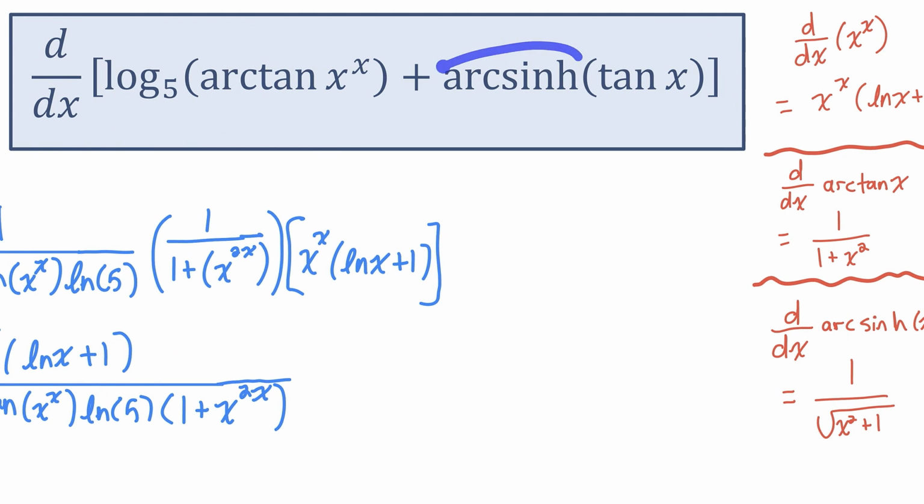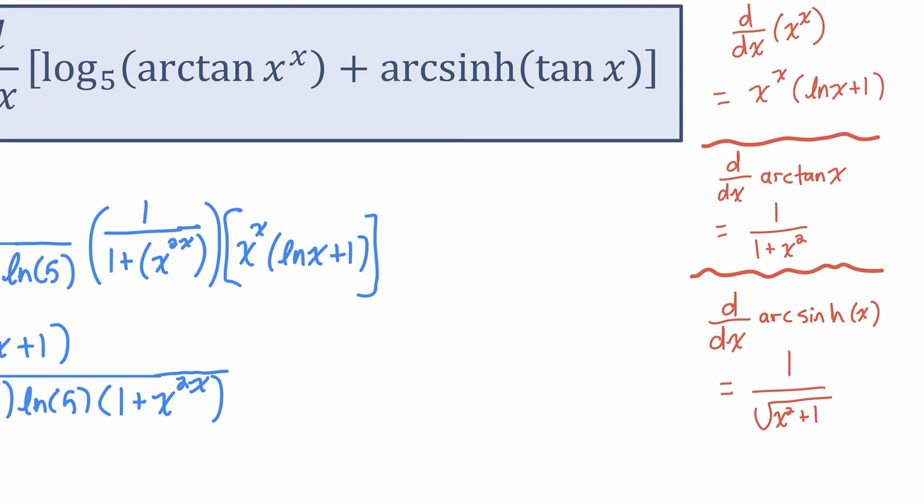And now let's focus on the second function. The inverse hyperbolic sine function, I know its derivative is 1 over the square root of x squared plus 1. But in this case, x is tan x. So when I differentiate this, it's going to be 1 over the square root of tan squared x plus 1. But because the argument wasn't just an x, it was a tan x, I have to use chain rule, which then says multiply this by the derivative of tan x, which is secant squared x.